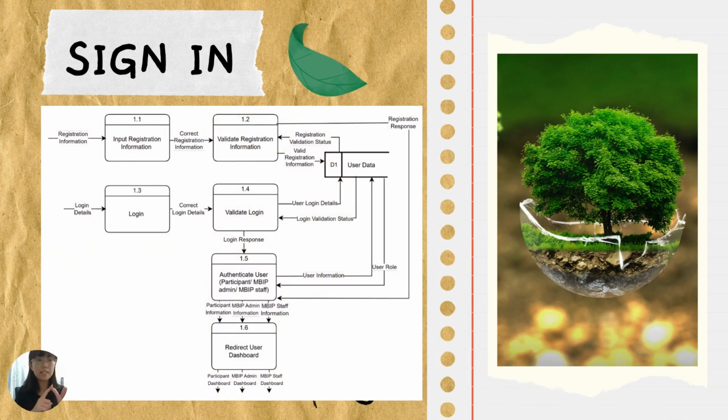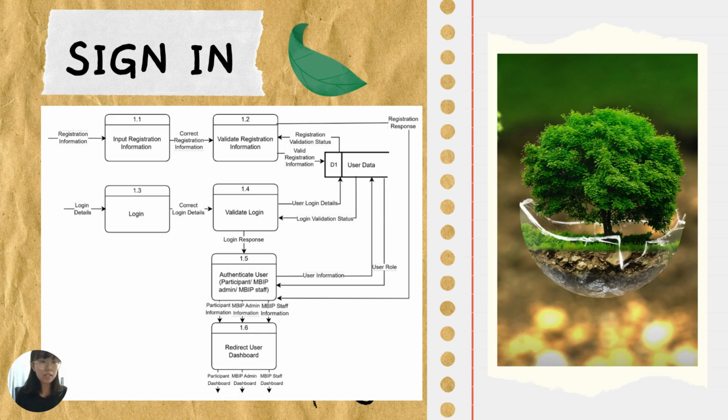So the first process is the sign-in process. We can separate it into two: one is register, one is login, for those who have an account and those who do not. For the register, after inputting the registration information, we need to validate the registration information by the MBIP admin. Thus, every user in the system is real and fair for every participant. And for login, we need to validate the login. Thus, we can make sure that the data the user inputs and the data in storage are the same.